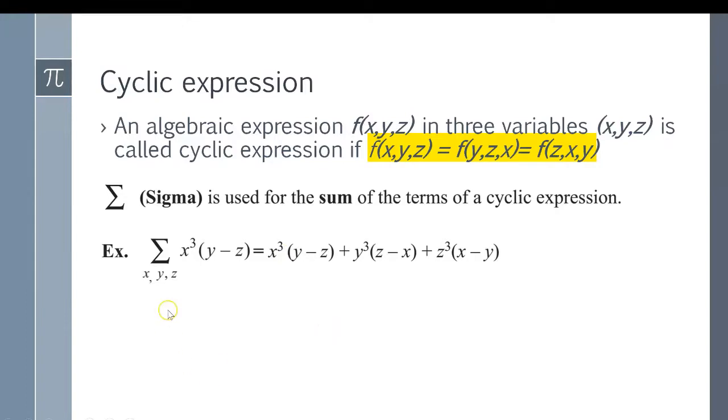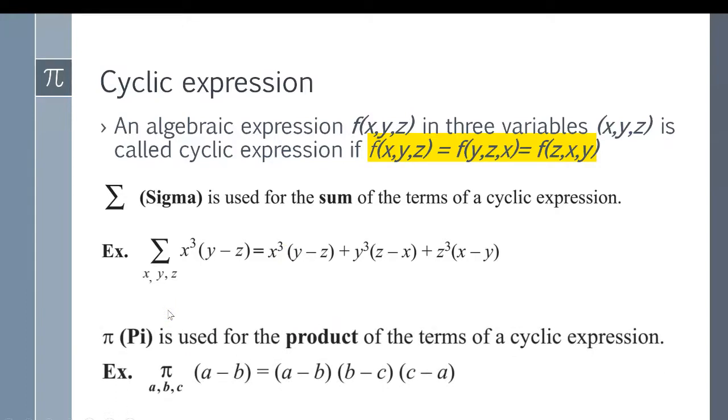Okay. Similarly, another symbol is the pi. So pi is used for the product of the terms of the cyclic expression. So sigma is used for the sum and pi is used for the product. So pi of a, b, c of a minus b is the same as a minus b times b minus c times c minus a. So remember that a is replaced by b in the second term and b is replaced by c in the third term. Okay. So this is how the cyclic expression is.